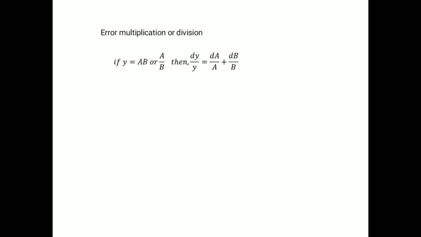Here is error in multiplication or division. If y equals ab or a over b, that means multiplication, ab is multiplication, a over b is division. Then dy over y is equal to da over a plus db over b. What that means is that the relative error of y will be equal to the relative error of a plus the relative error of b. That means if I am multiplying two values or dividing two values, I can use relative error to find the absolute error according to that formula. Now we see another example.